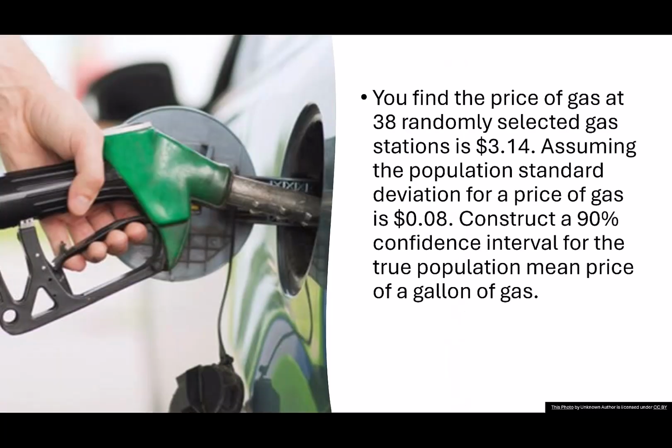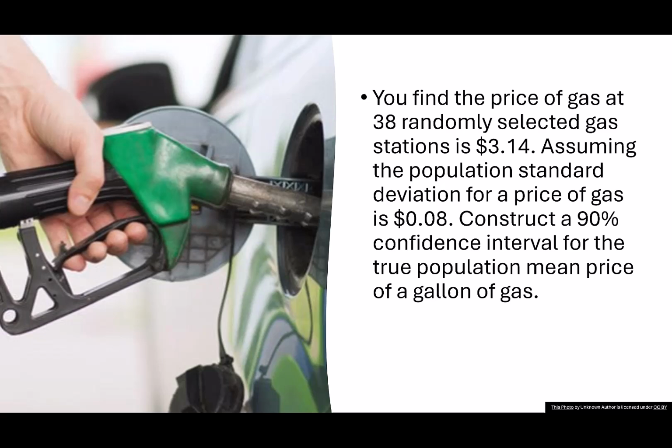The first problem says you find the mean price of gas at 38 randomly selected gas stations is $3.14. Assuming the population standard deviation for a price of gas is 8 cents, construct a 90% confidence interval for the true population mean price of a gallon of gas.